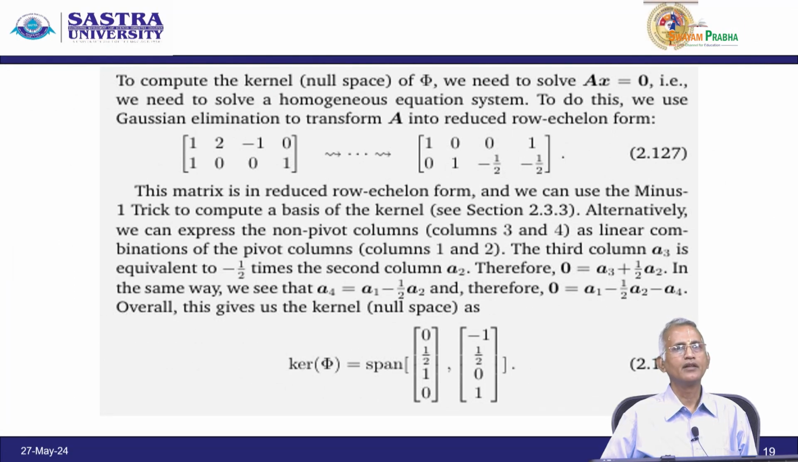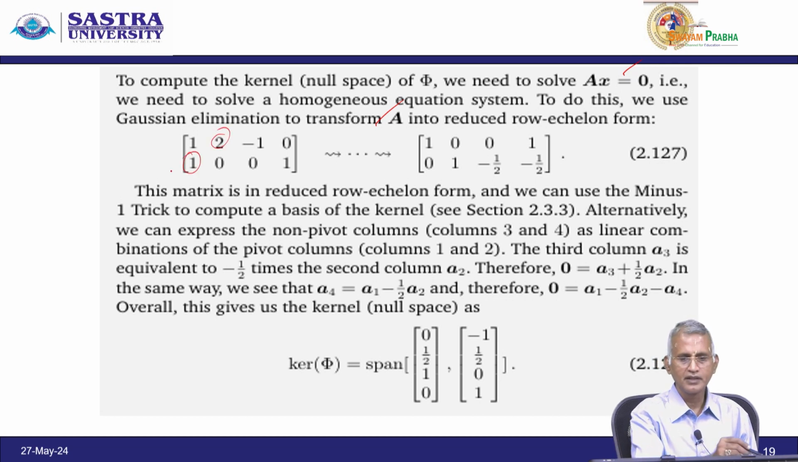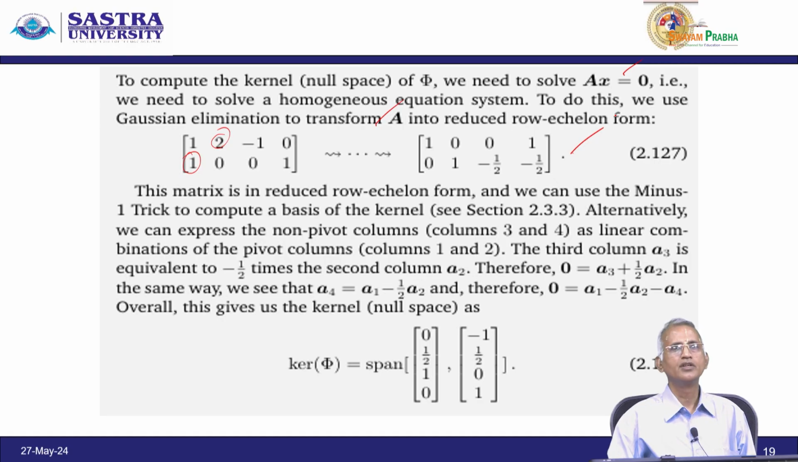So, to compute the kernel and null space of phi, we need to solve Ax equal to 0, that is, we need to solve the homogeneous equation. To do this, we use Gaussian elimination to transform A into the reduced row echelon form, where 1 2 -1 0 and 1 0 0 1 after row reduction make this entry 1 and this entry 0. So, 1 0 0 1 0 1 and minus 1 will come. So, this matrix is in reduced row echelon form, and we can use the minus 1 trick to compute the basis of the kernel.